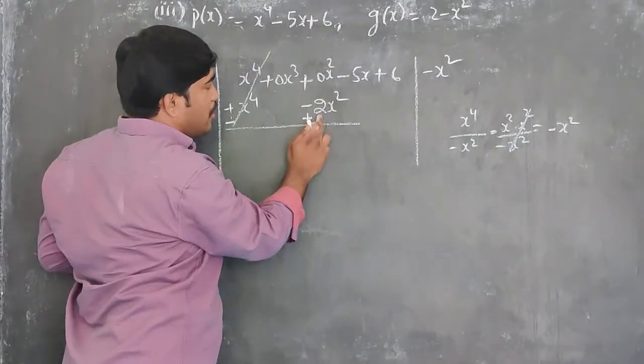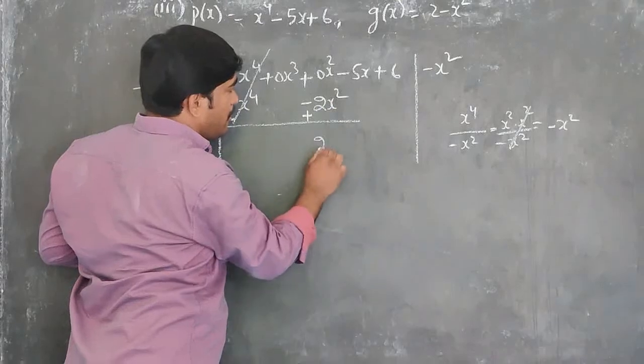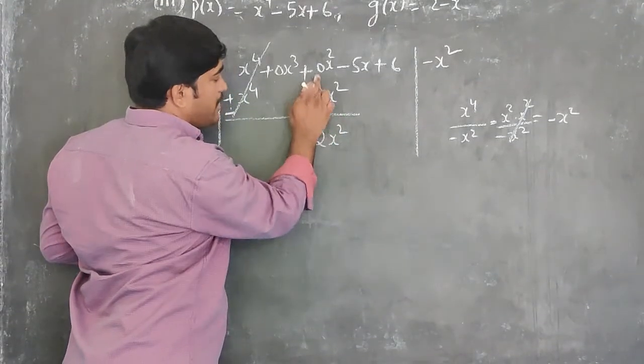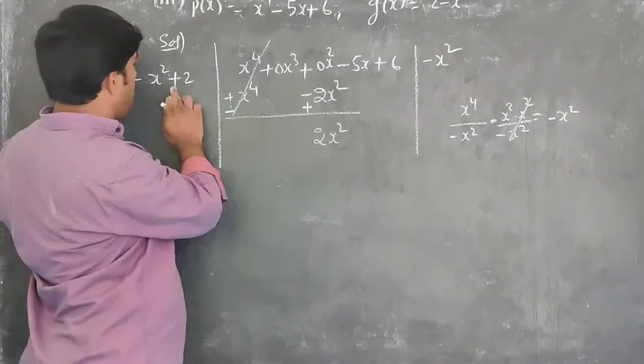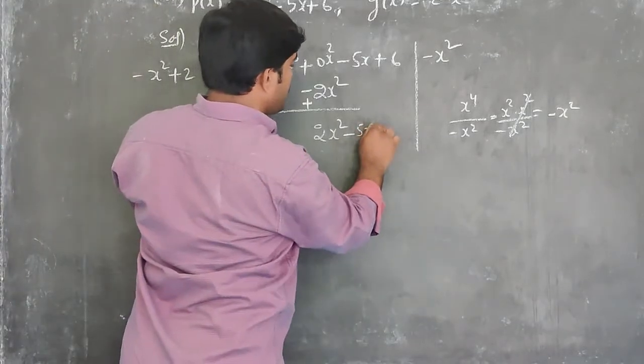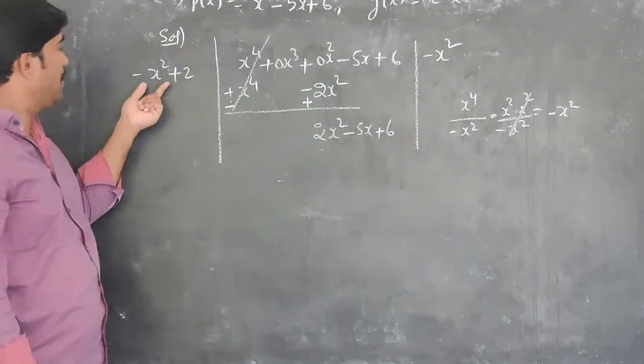Now what is this one? 2, both are plus. So 2 plus 0, 2x square. That is not 0 plus 2, 2x square. Now, what is the next term? Minus 5x plus 6. Now I will go for this again.